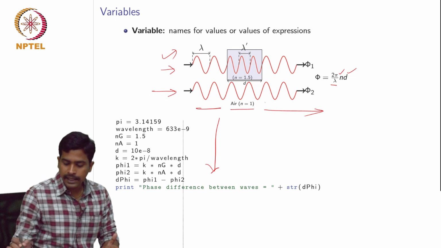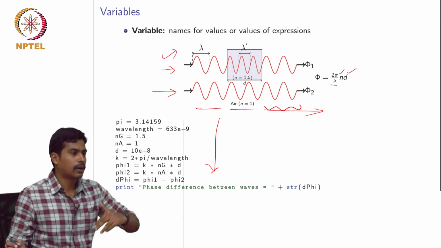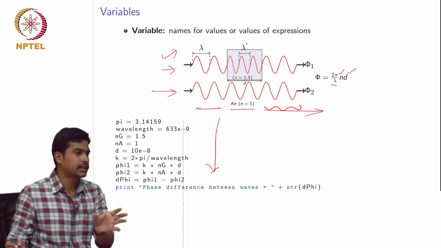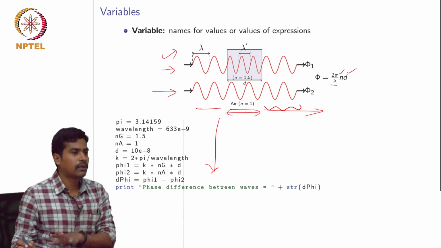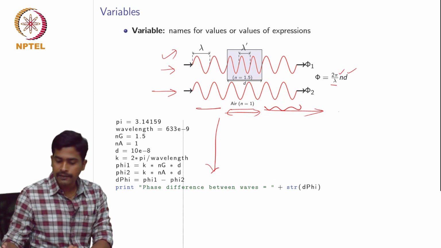And if you see in this region and in this region, there is no difference in phase between the upper and lower rays, light waves, because they are traveling in air in those regions. But if you see in this region, the upper one is going in glass and the lower one is going in air. So there is a phase difference.